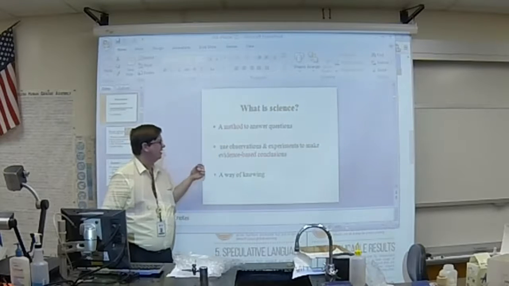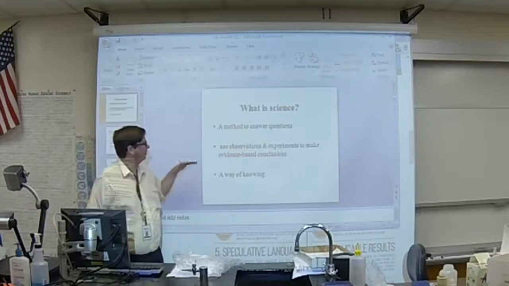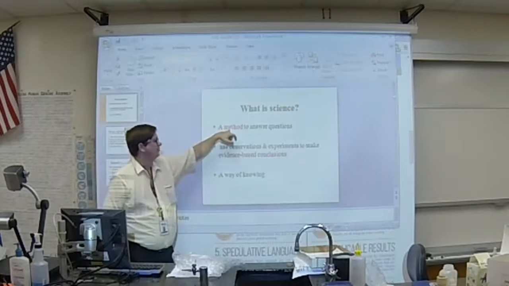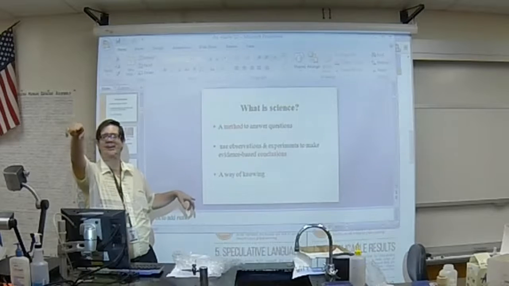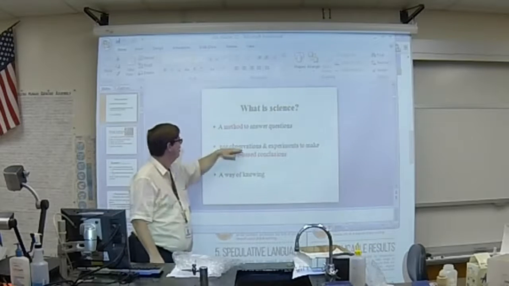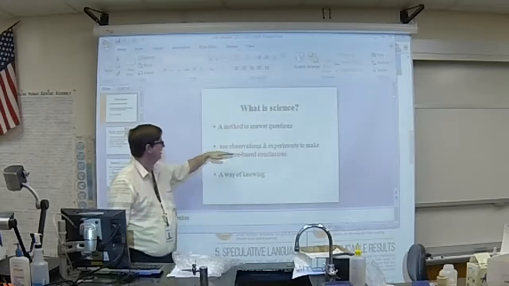We're making observations and experiments that allow us to make evidence-based conclusions. The fact that science is a process or a method is in red. What does that mean? It's going to be on the test. It'll be on the test. Okay. What was your answer, right? I said write it down. Yeah, write it down. That's a good way to put it, too. Use observations and experiments to make evidence-based conclusions.